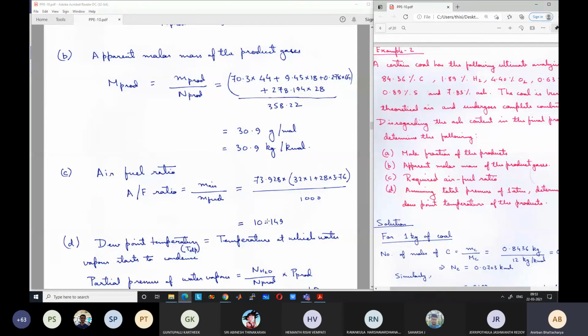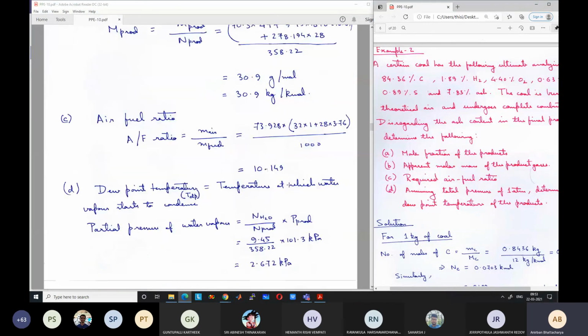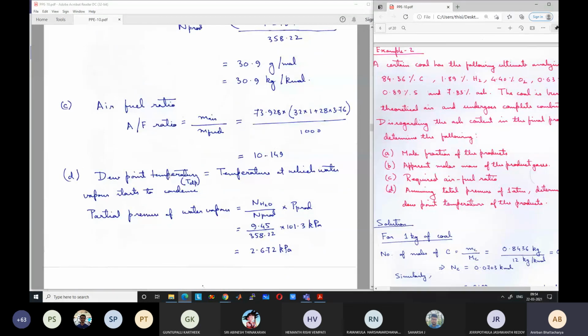Finally, the dew point temperature. The dew point temperature is the temperature at which the water vapor starts to condense, as I have already discussed, and it depends on the partial pressure of water vapor. So we want to find the partial pressure of water vapor. Partial pressure depends on the mole fraction and the total pressure. It is stated that the total pressure of the products is 101.3 kilopascal, which is 1 atmosphere. Multiplied by the mole fraction of water vapor, this will give us the partial pressure of water vapor.